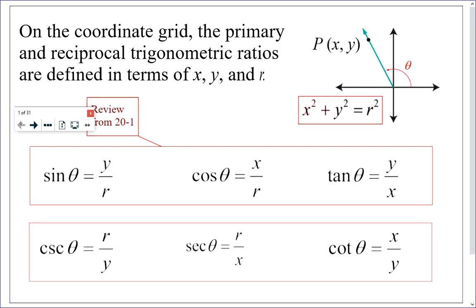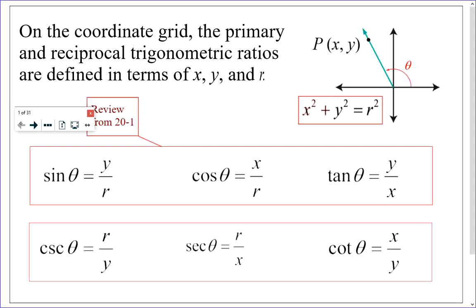And tangent and cotangent are reciprocals. So tangent of theta we know is y over x from last year. Nothing changed between last year and this year. Tan of theta is still y over x. What's changed is we've added something. Cotan of theta is x over y.